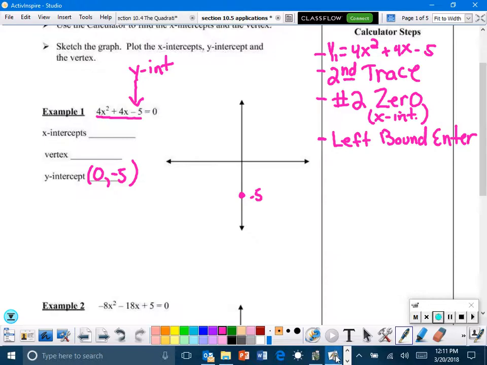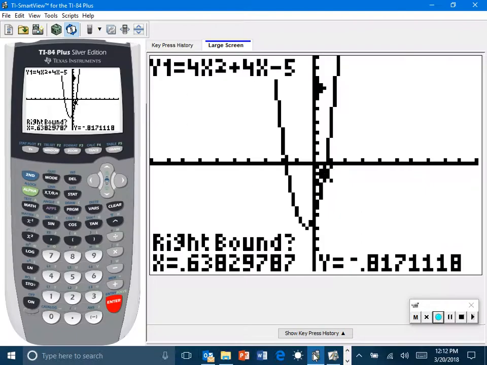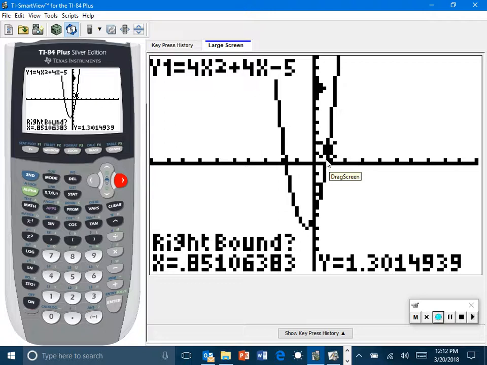So let's write this down. Right bound. What I'm going to need to do is go to the right side of that x-intercept, and I'm then going to hit enter 2 times. Here we go. Again, rewind this and listen over and over again if you need to. So I'm going to move my spider to the right side. If I look, here's the spot right here. And now my spider is to the right of that spot.